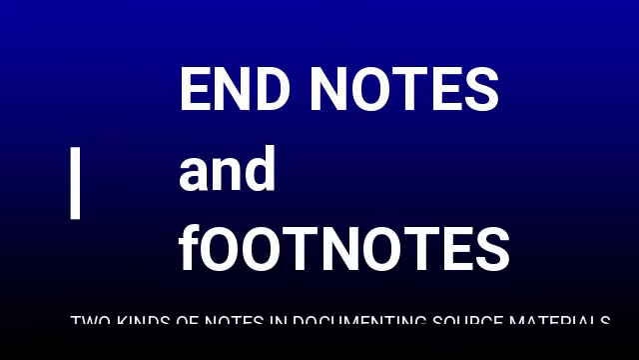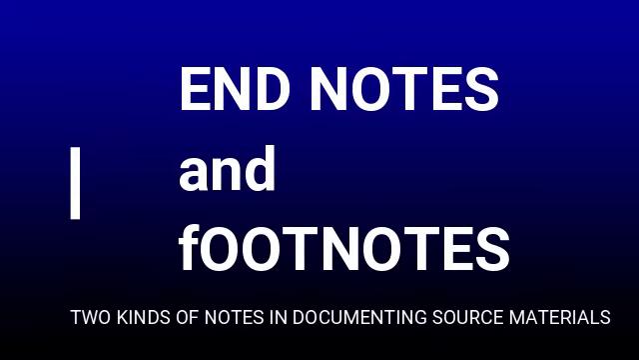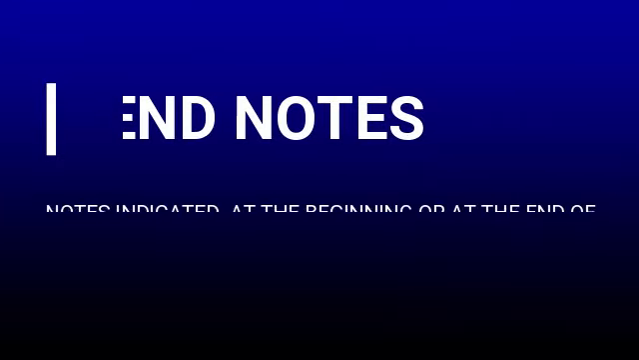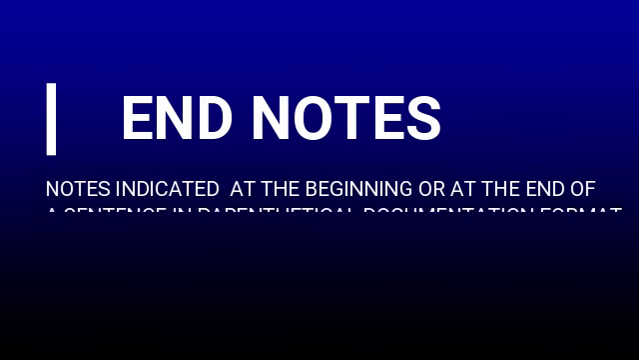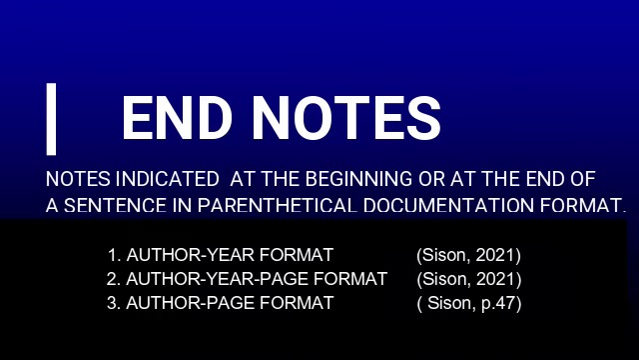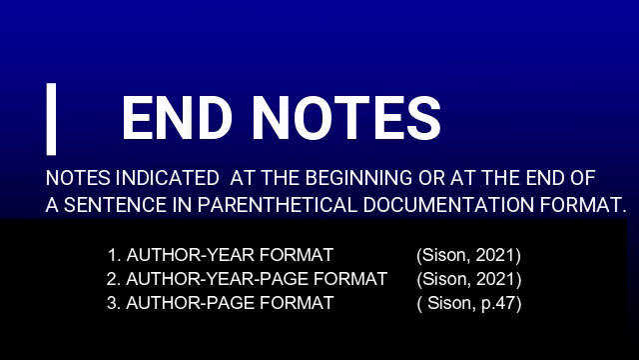There are 2 kinds of notes in documenting source materials. These are the endnotes and footnotes. In this lesson, endnotes are explained comprehensively because majority of the educational institutions apply endnotes in documenting research paper, thesis, and dissertation. Endnotes refers to notes indicated at the beginning or at the end of a sentence in parenthetical documentation format. There are 3 formats of endnotes. These are author year page, and author page format.